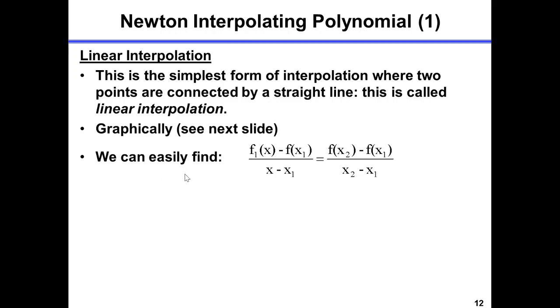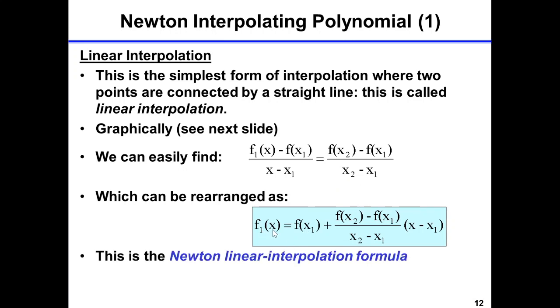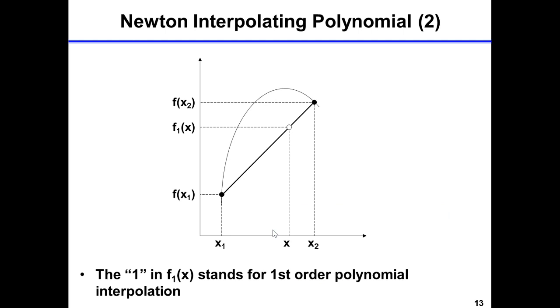So here we can easily find that f1 of x minus f of x1 over x minus x1 is equal to f of x2 minus f of x1 over x2 minus x1. So let me show you this. Then we can rearrange it and find the value of f1(x). But we are going to go back to that one.